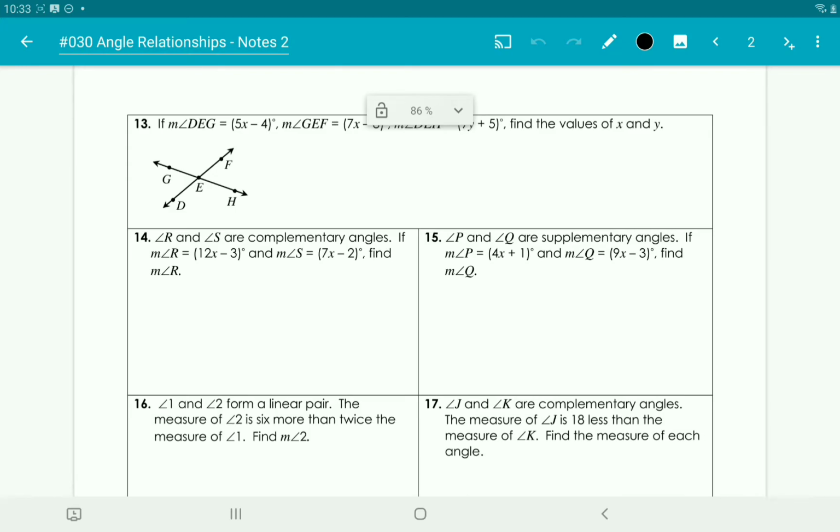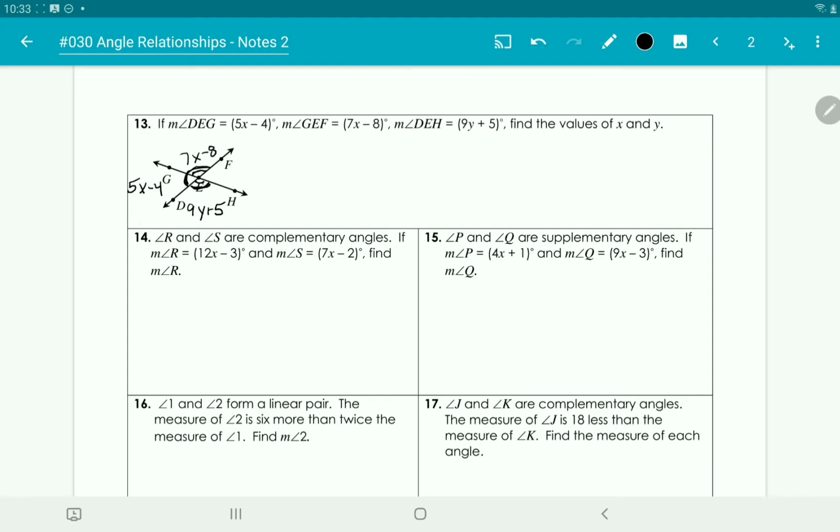Okay, and let's look at number 13. So it says the angle DEG, so this angle right here, is 5x minus 4. GEF, so this one right here, is 7x minus 8. And then angle DEH here, that's going to be vertical to this one, so it's going to be the same as that one, so I'll use 2 marks again, is 9y plus 5. So we're going to find x and y.